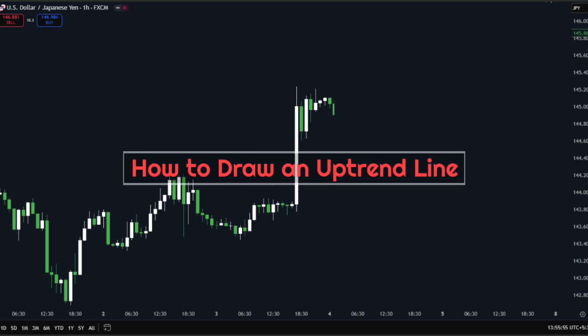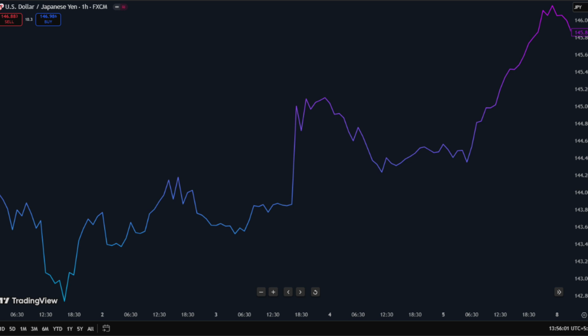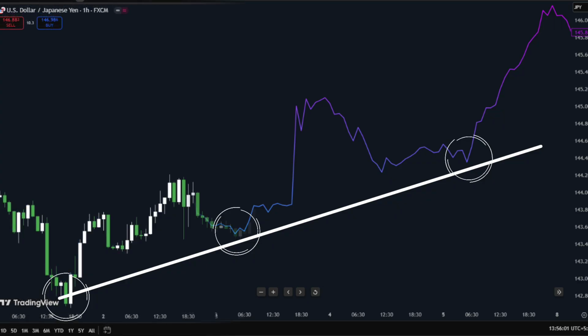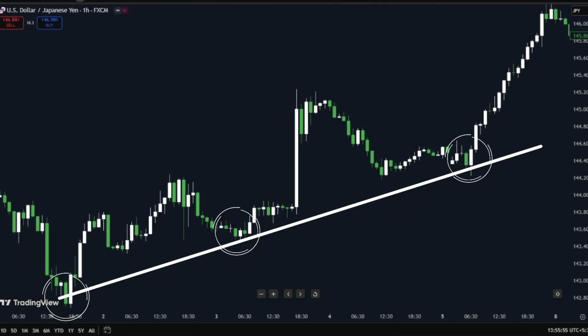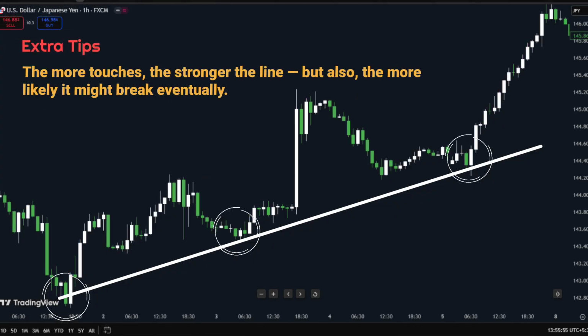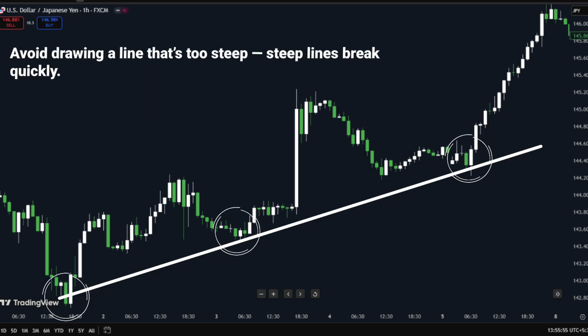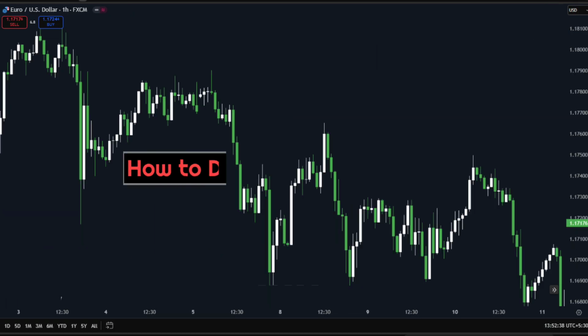How to draw an uptrend line? Steps: switch to a line chart for clarity. Identify two or more swing lows, points where price reversed upward. Draw a straight line connecting them. Look for a third touch to confirm the line. Switch back to candlesticks and adjust slightly if needed. Extra tips: the more touches, the stronger the line, but also the more likely it might break eventually. Avoid drawing a line that's too steep. Steep lines break quickly.